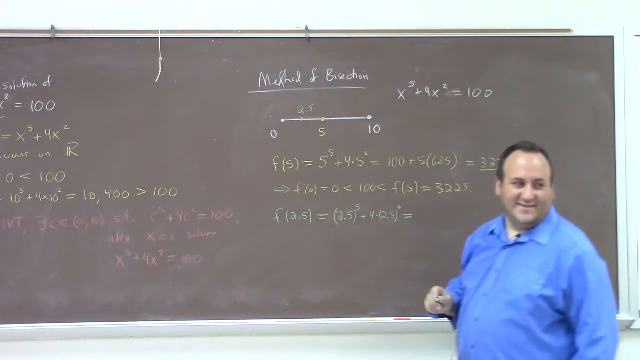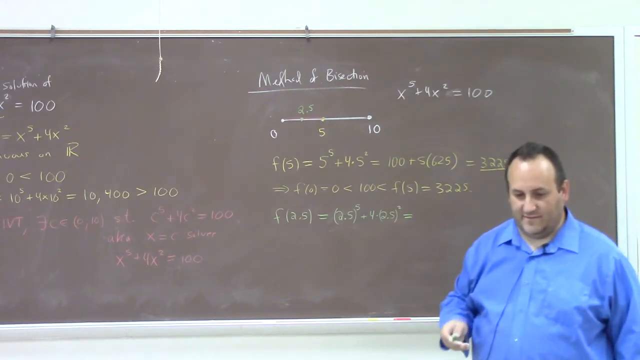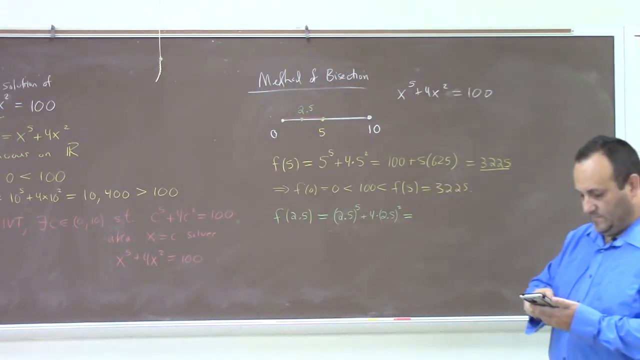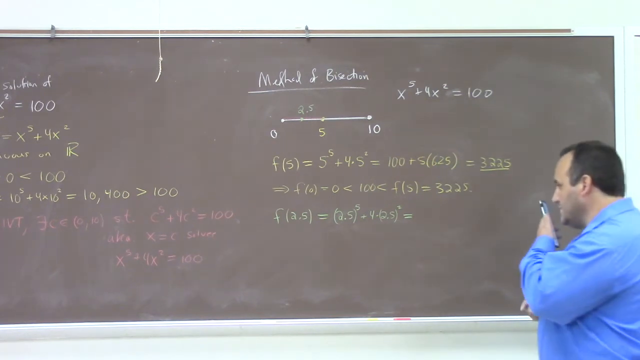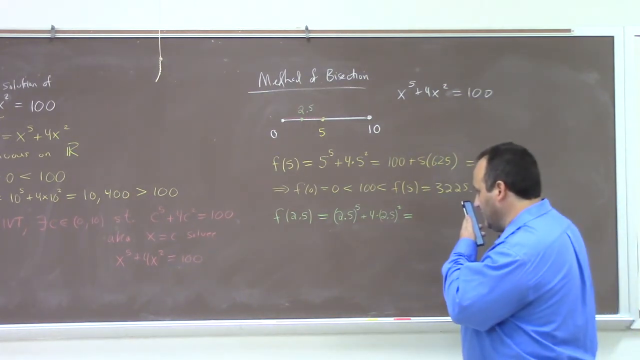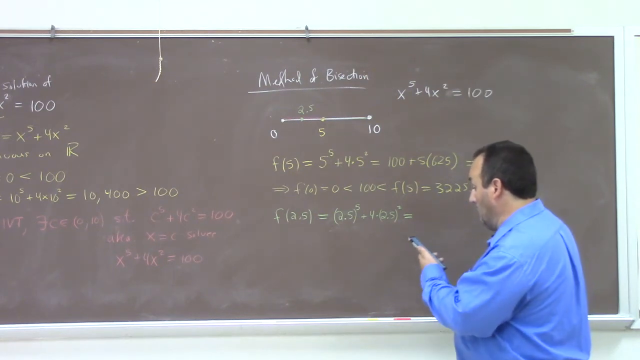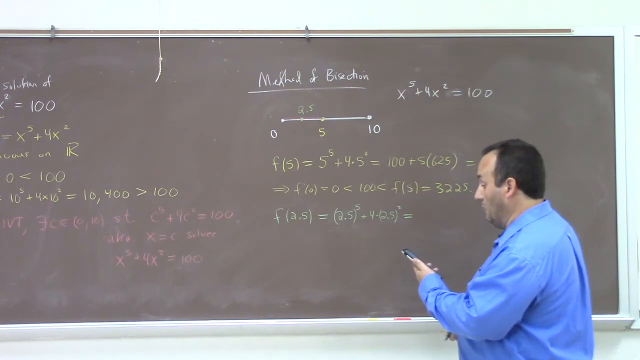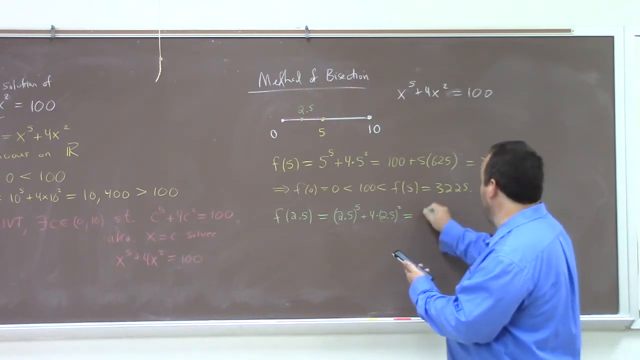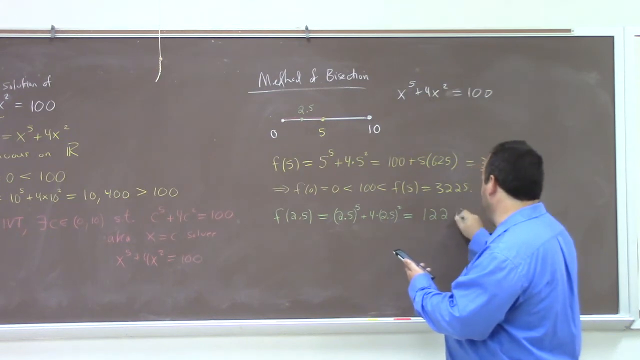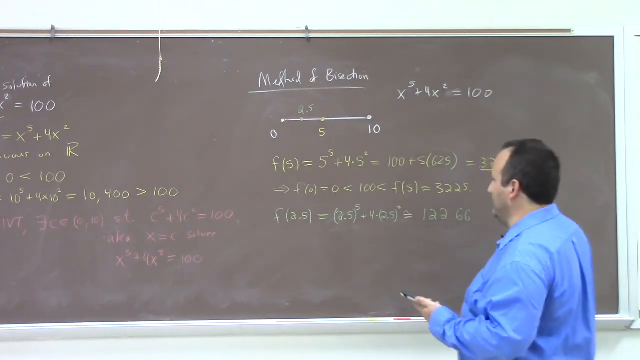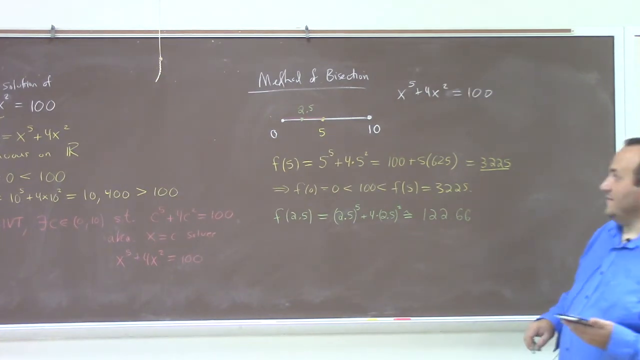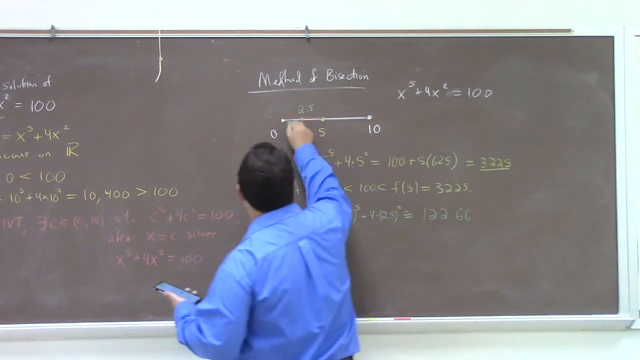Oh, you were using your phone, weren't you? I guess I could do that. I do have a phone. 2.5 to the 5th power plus 4 times 2.5 squared. The answer is approximately 122.66, if we trust Google. So what's that show? Yeah, that shows that the answer is in here somewhere.